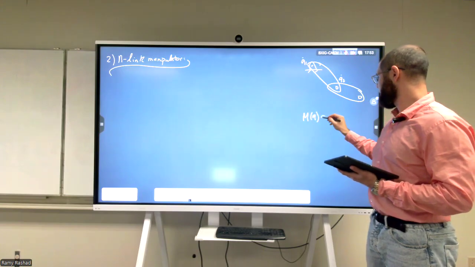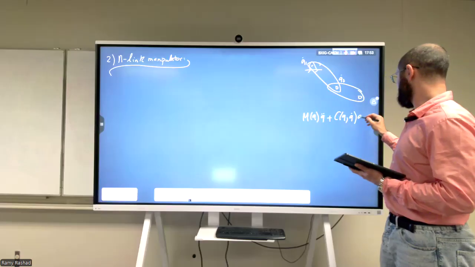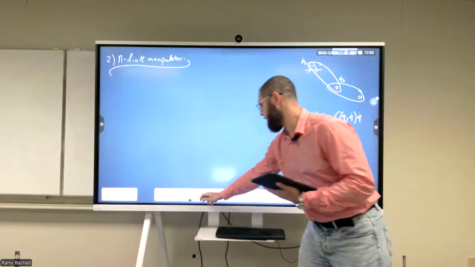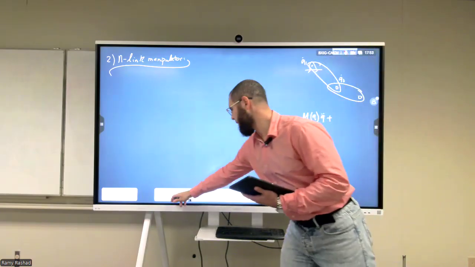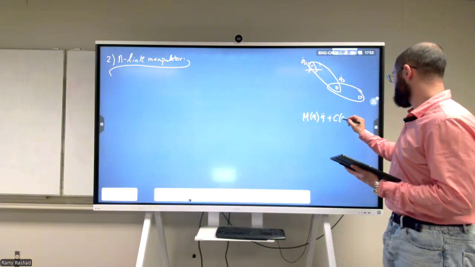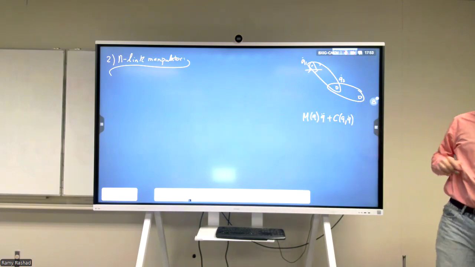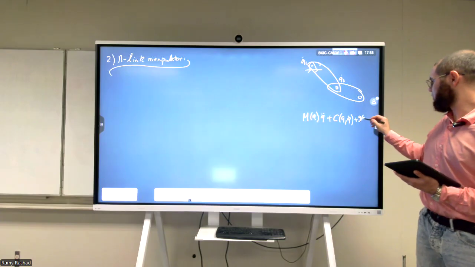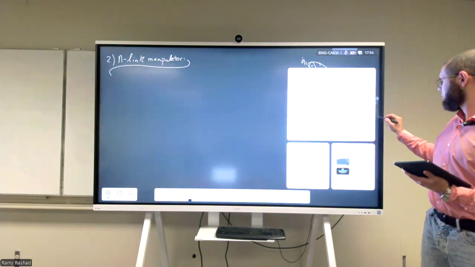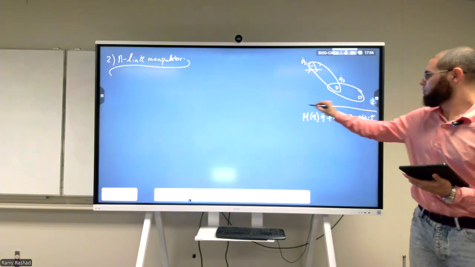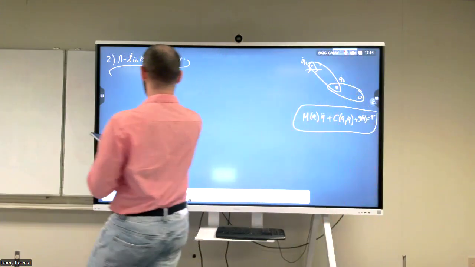M of Q, Q double dot, plus C of Q and Q dot, times Q dot, which we can rewrite. If you remember, if you watched the MATLAB tutorial videos, you can rewrite it as some small c of Q and Q dot, just some torques, plus G of Q, equal to tau.